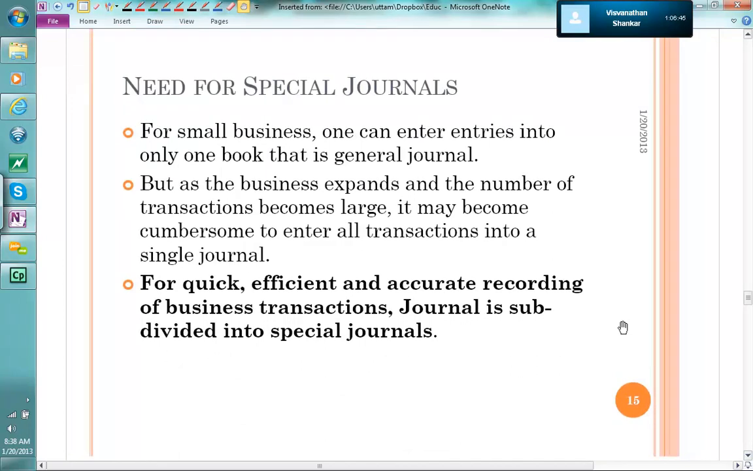Okay, so till now, whatever we were discussing, we were saying that we have a very small business, and we will journalize every entry into the general journal only. But in real life, that is not the case. In real life, every day you will have a huge number of transactions, and one person cannot journalize everything. It will become too cumbersome to have only one general journal book and make all the entries.